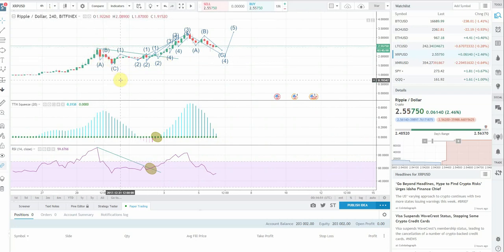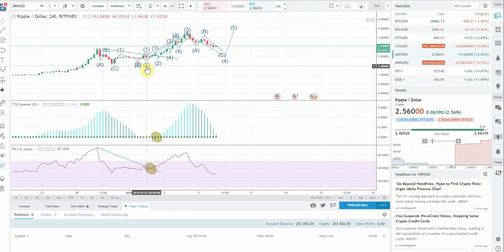So here you had your ABC correction. It starts setting up into a greater fifth wave move. So you come up in 1, 2, and then you'll subdivide. It'll break down into a 1, 2, and then another 1, 2 will form.